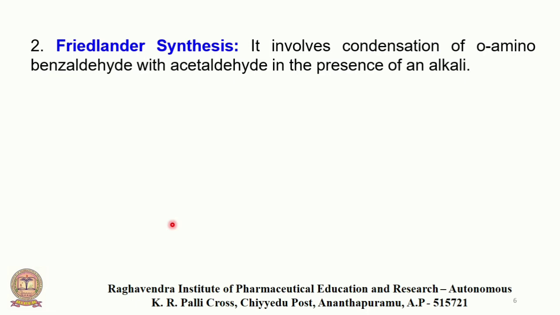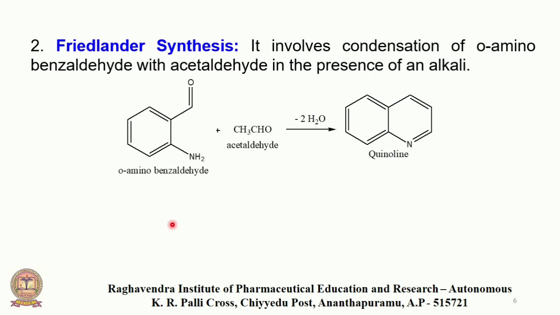It involves the condensation of ortho-amino benzaldehyde with acetaldehyde in the presence of an alkali. You can see here the condensation of ortho-amino benzaldehyde. We know that benzene with CHO is benzaldehyde; at the ortho position the amino group is present, so we call it ortho-amino benzaldehyde. It reacts with acetaldehyde, CH3CHO. Upon dehydration, removal of two water molecules, it gives the cyclized compound, quinoline.